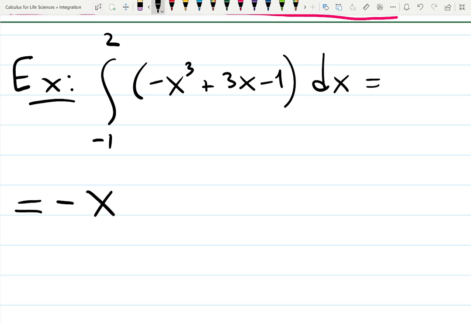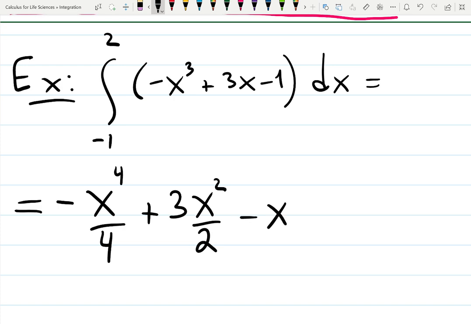Minus x to the 4 over 4. Amazing. Next one. 3x gives you 3x squared over 2. Who else? Minus 1 gives you minus x. Good. Don't get distracted.